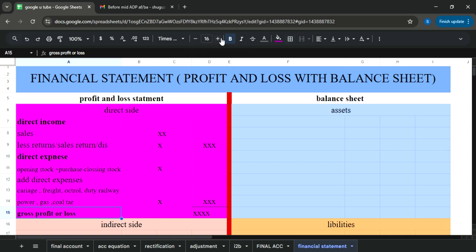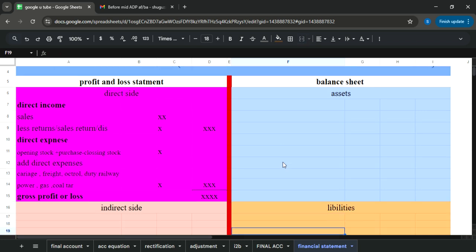Simple is this: if your income is more than your expense, this is your income. If it is more than that of your cost, then it would be your profit. If let's say your expenses are more than your income, that would be considered your loss. In this way, guys, we will complete our first part where gross profit or gross loss would be calculated. After that, we will be focusing upon our indirect side.